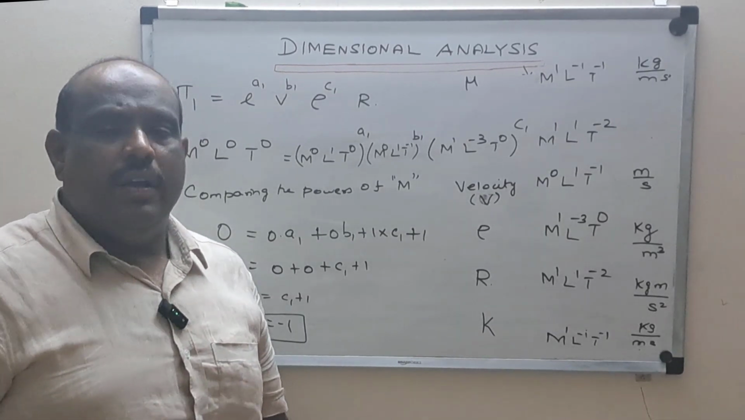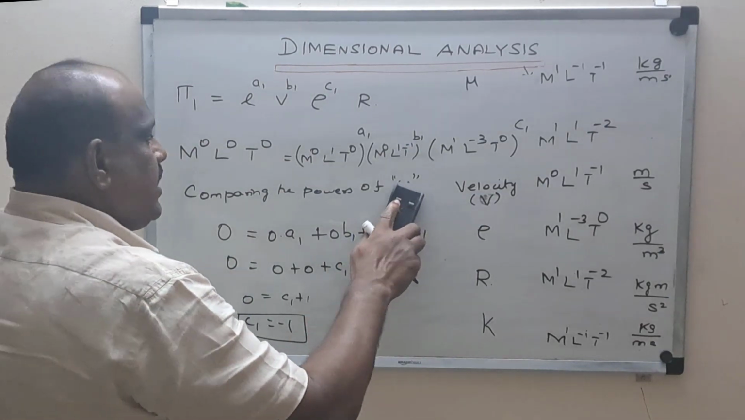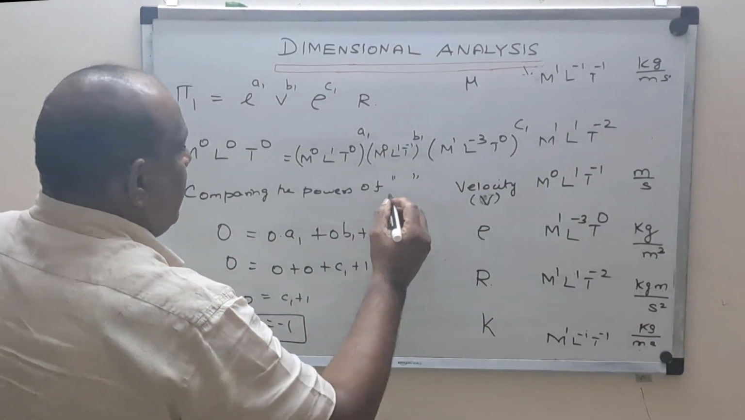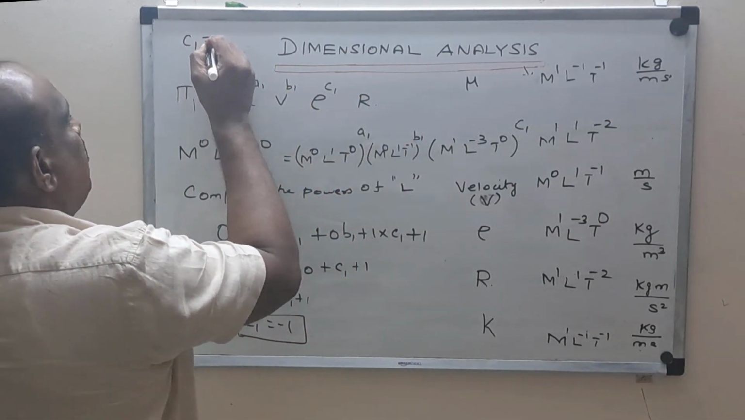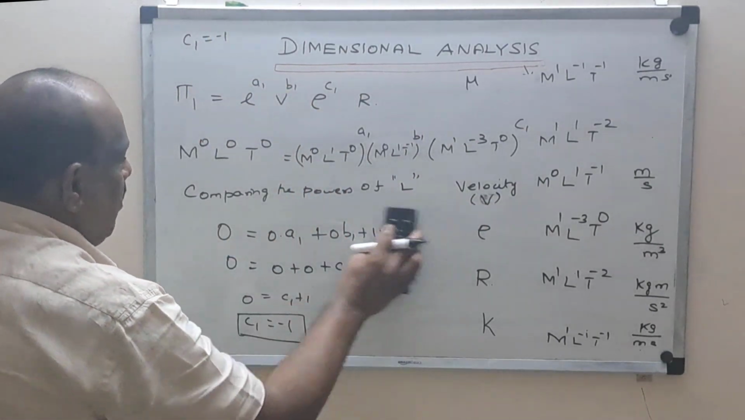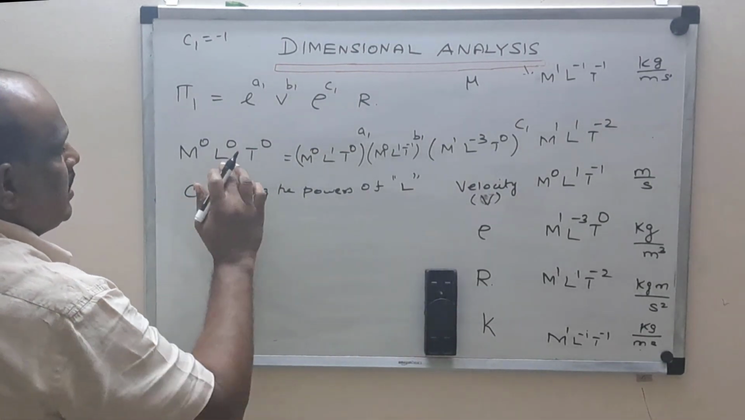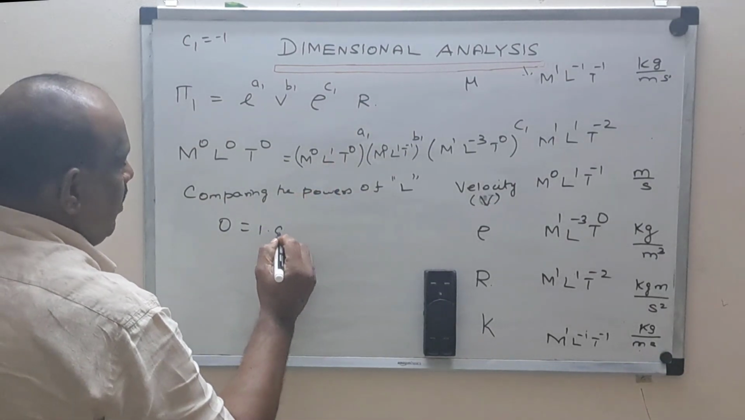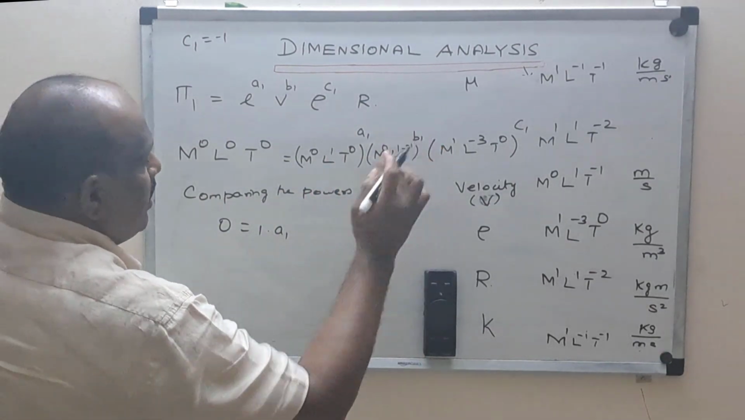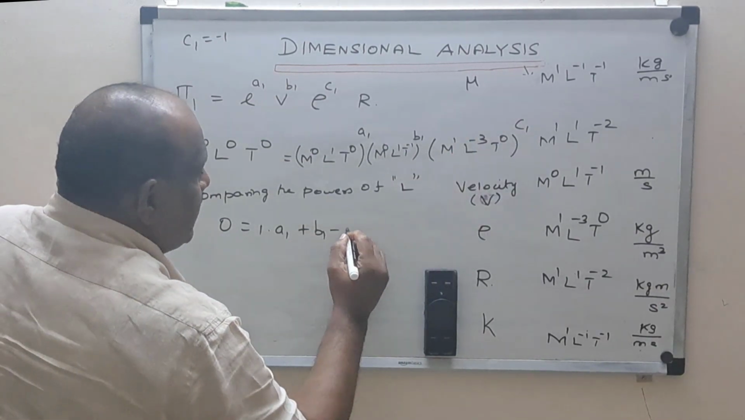Now proceeding similarly, instead of M, I am going to consider the power of L. Let us make a note, C1 equal to minus 1. When I compare the powers of L, the left side is 0 because L power is 0. It is 1 into A1, so A1. It is 1 into B1, which is B1. It is minus 3 into C1, so minus 3 C1.